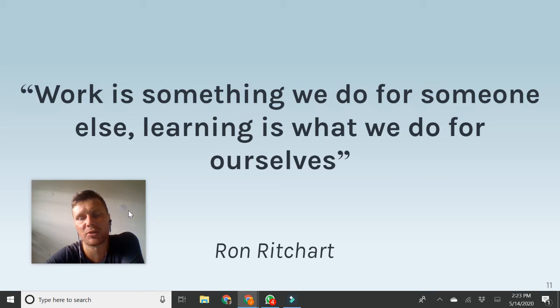One of the things that we're trying to shift a little bit in schools around the world is changing the word work and replacing it with the word learning. And again, that comes down to the value that we have. If work is something that we do for someone else, then why should I do it myself? Whereas learning is something that we do for ourselves because we are learning.